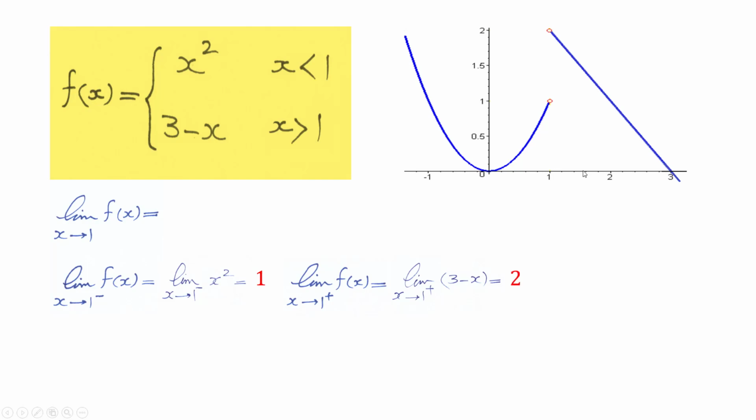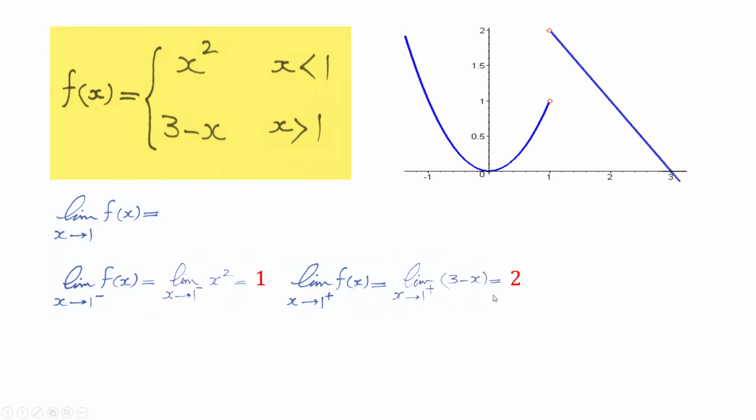Also, we can find the right limit of the function from its graph. As we approach 1 from the right, on the graph, the corresponding y values of the function get closer and closer to 2.